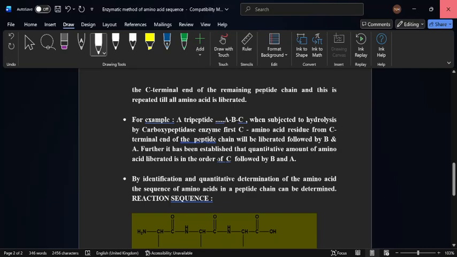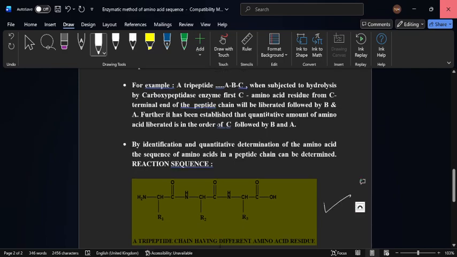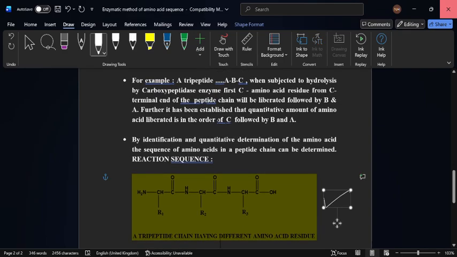So you can see, for example, if you have a tripeptide as shown in this figure, and it is subjected to hydrolysis by carboxypeptidase, the first amino acid, that is the C amino acid residue from the C carboxylic end, is liberated, followed by B and followed by A.